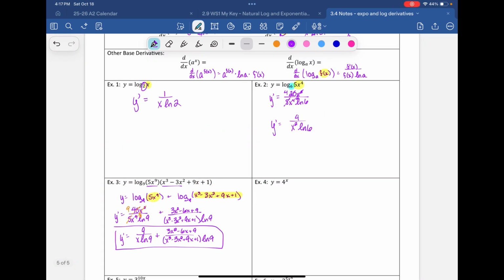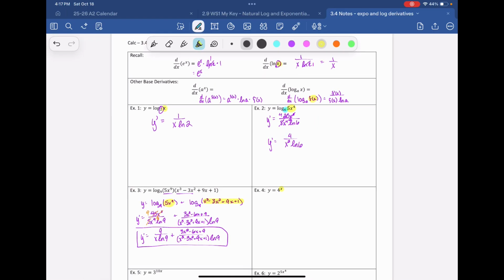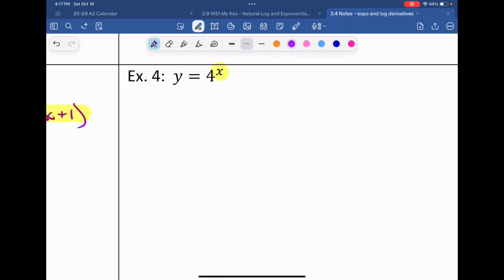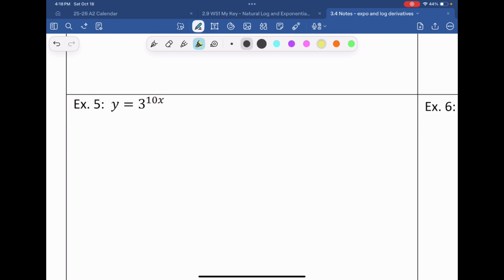We've got some exponentials here. Remember, the f of x this time is the exponent. So if we go back up and look, a to the f of x, ln of a, that's the base, times the derivative of the exponent. So the derivative of 4 to the x is 4 to the x, times the ln of the base, times the derivative of the exponent. That's it.